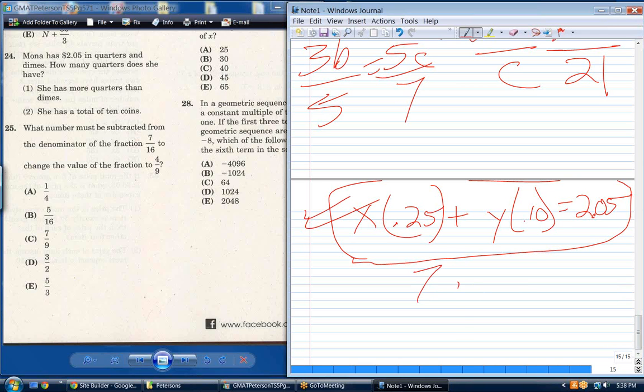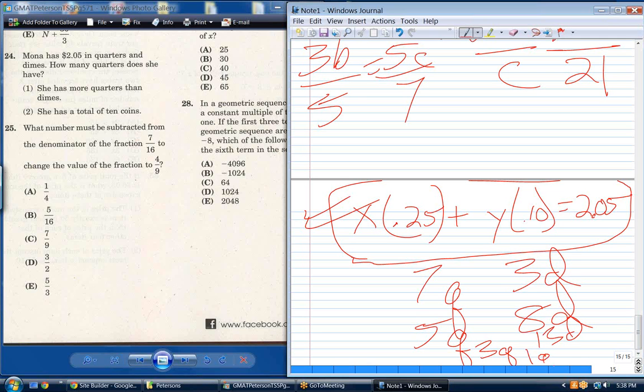We could have 7 quarters and 3 dimes, or we could reduce that by 5 quarters and up the dimes by 5, so 8 dimes. You could have 3 quarters and 13 dimes, or you could have 1 quarter and 18 dimes. And that's really the only 4 solutions. And that's the only reason statement 1 gives you the answer, because of those 4 solutions, that's the only one where quarters are more than dimes, and that's also the only one where there's exactly 10 coins. So be careful on these coin problems.